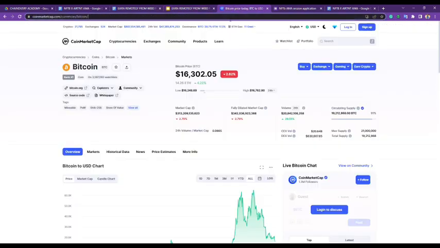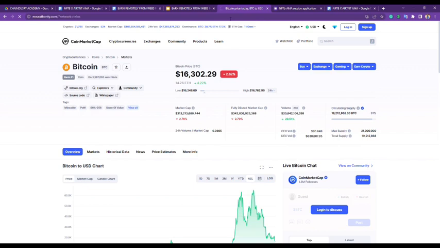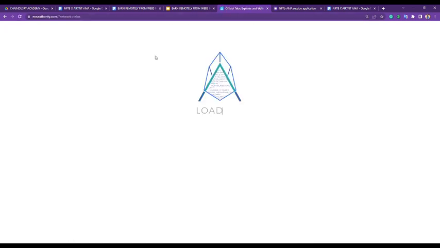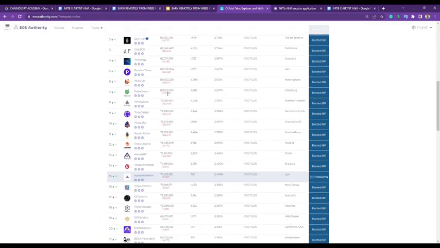Let's see, here is Authority. I also practice this on two blockchains actually. I do cloud mining, by the way. So this is Telos, and this is my node on Telos blockchain. Oh, here's my node here.